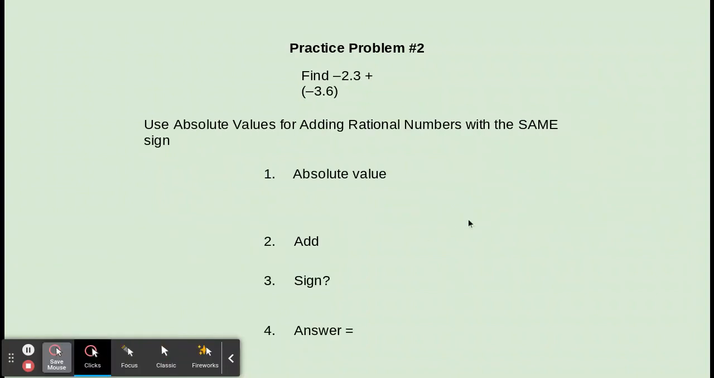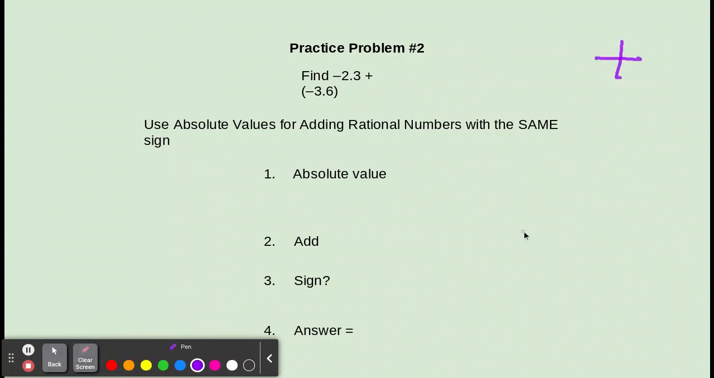For practice problem number 2, I'm going to show the steps on using absolute value. We have a negative 2.3 plus a negative 3.6. That means both of these are negative, so their signs are the same. When their signs are the same, what do we do? We add. Remember the first step, find the absolute value of each.